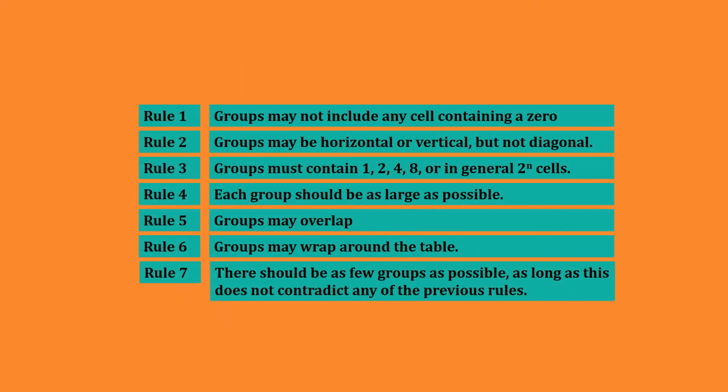So, those are the 7 rules. We hope you understand how grouping in KMaps work. Now, you may translate the box or group back to a function like we learned last time.